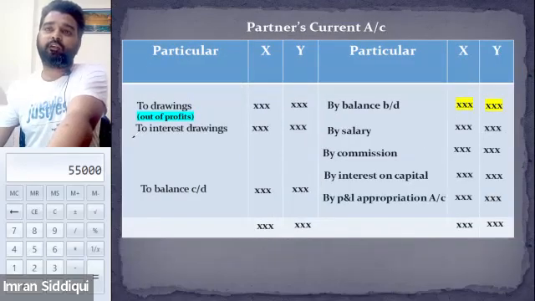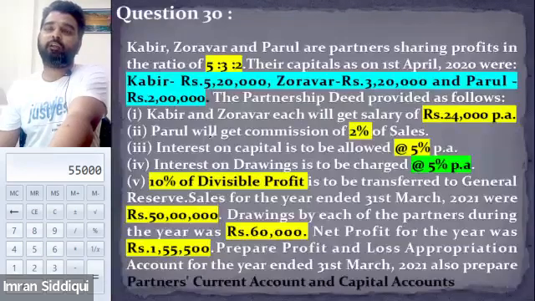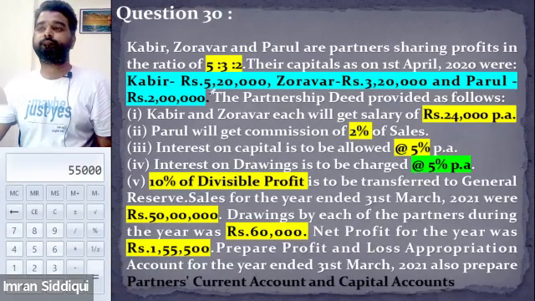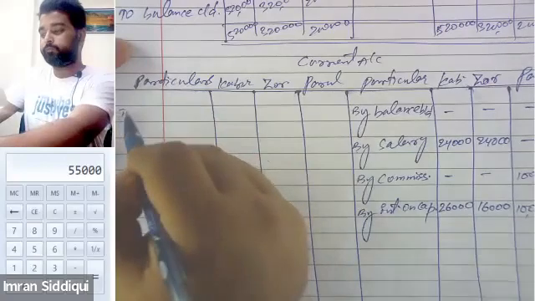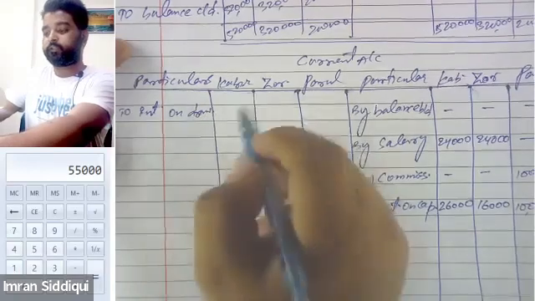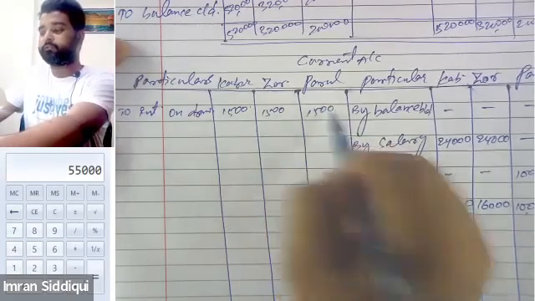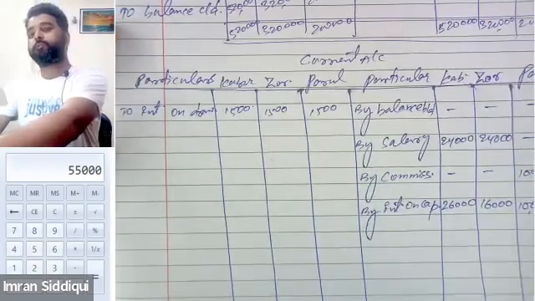See, in the format itself, it says that interest on drawing should be recorded in the debit side of the partner's current account. So we'll come back to the question again. My mistake, sir. No problem. So see, we'll write down the interest on drawing. Interest on drawing was how much? 1500 for Kabir, 1500 for Zorawar, and 1500 for Parul. Is this clear, everyone? Aman, Halima.